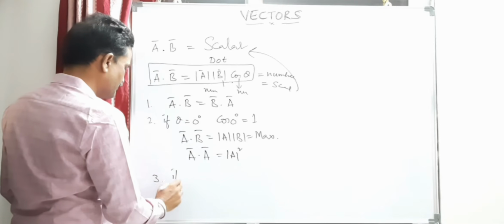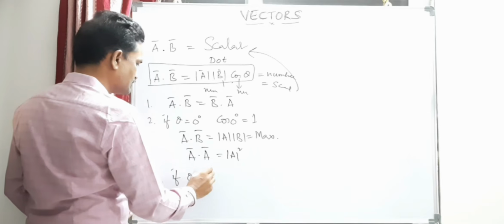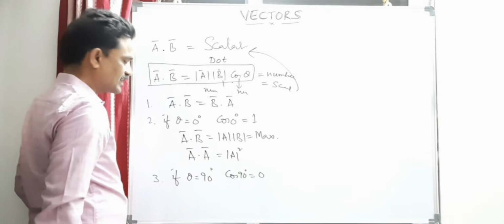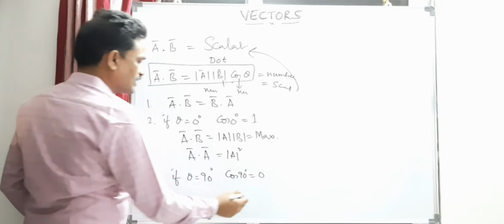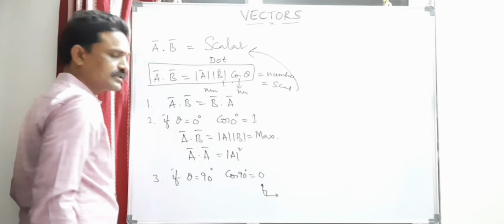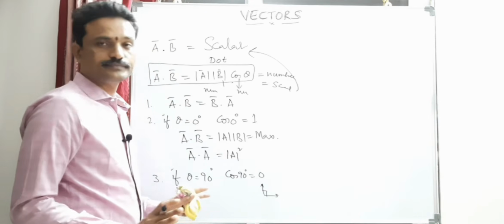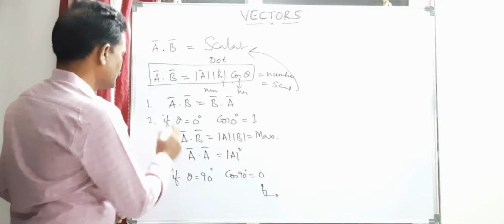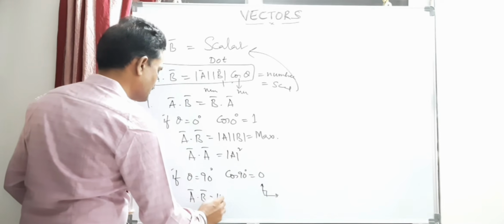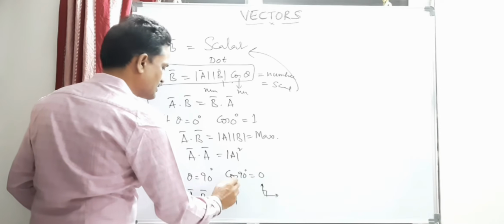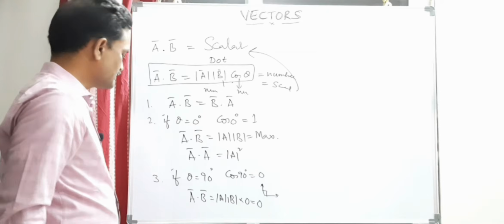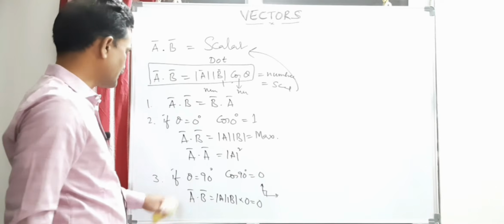Now third one, if theta is equal to 90 degrees, so cos 90 is equal to 0. That means when two vectors are mutually perpendicular to each other, their dot product vanishes. It disappears, it becomes 0. So you will get A dot B in this case is equal to mod A mod B into cos 90. Cos 90 is 0, you will get 0. Is it minimum? Now let us check.